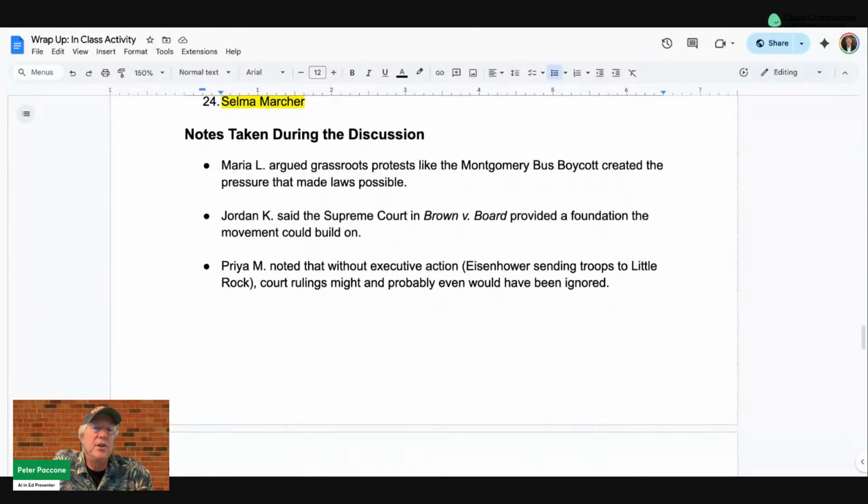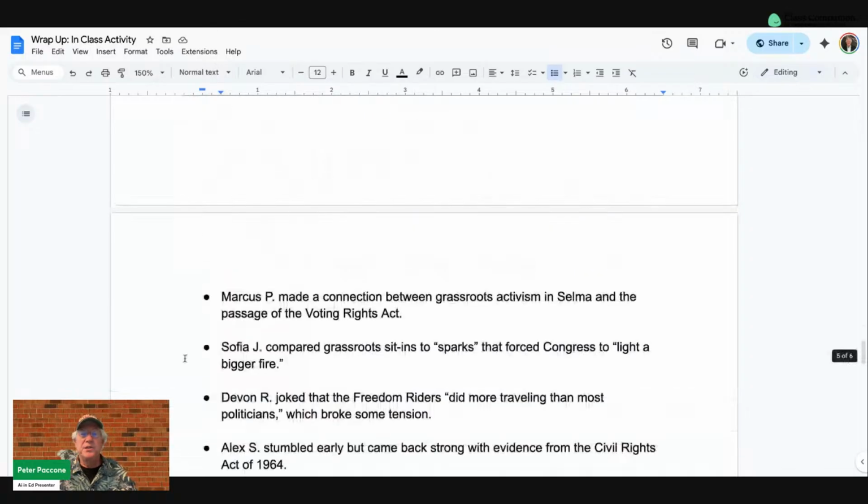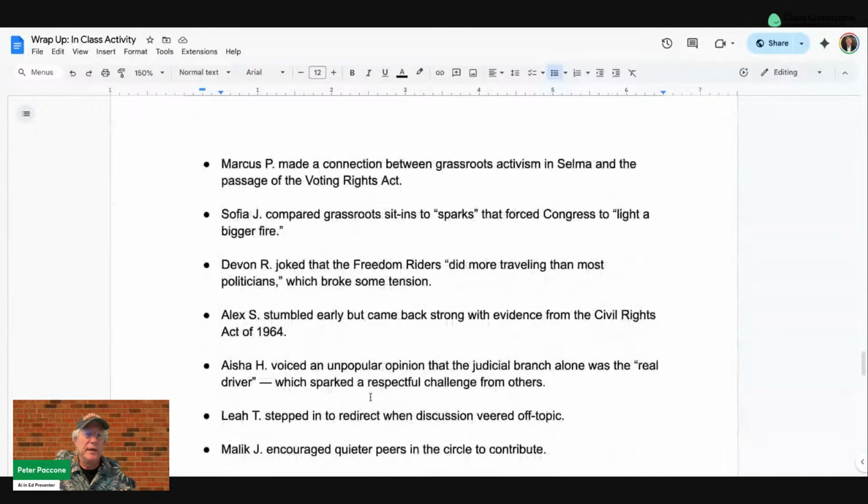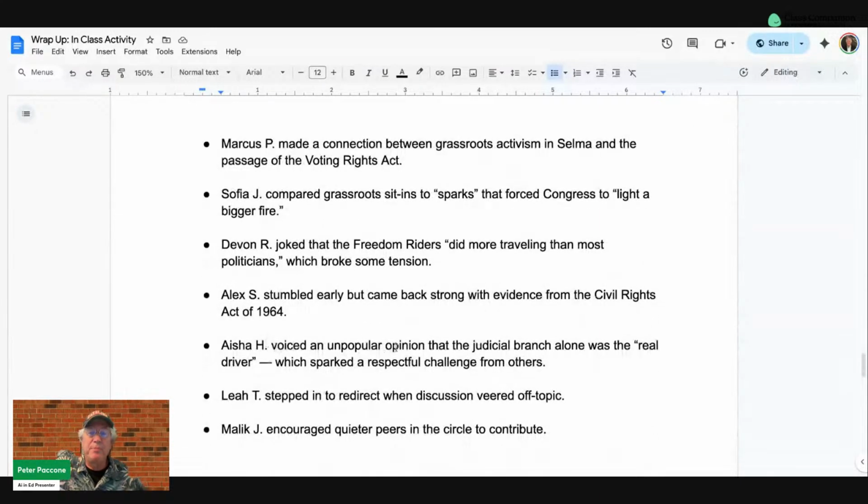Now let's take a look at the notes taken during the discussion. And you can just imagine, Maria argued grassroots protests like the Montgomery bus boycott created the pressure that made the laws possible. Or let's go down here to Marcus, made a connection between what happened in Selma and the passage of the Voting Rights Act. Or let's go down here, Aisha voiced an unpopular opinion that the judicial branch alone was, in her words, the real driver. So you get a sense of what these notes might look like.